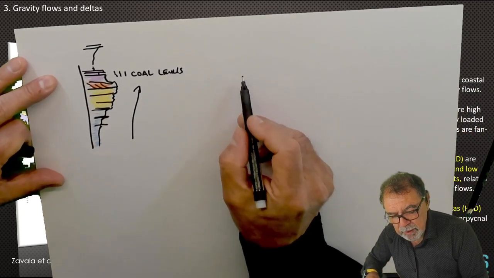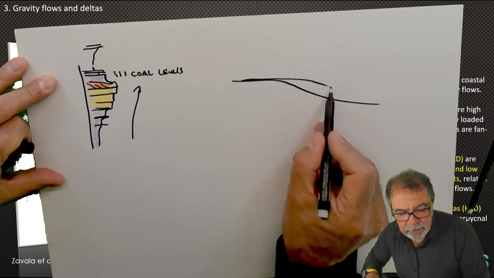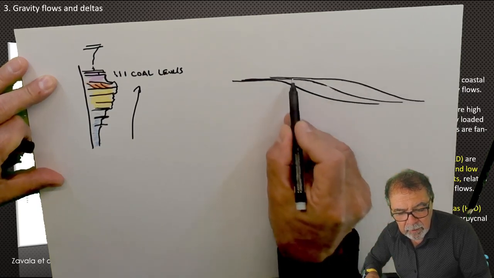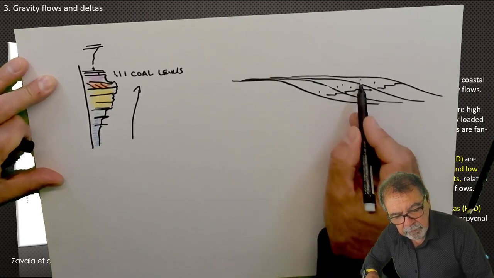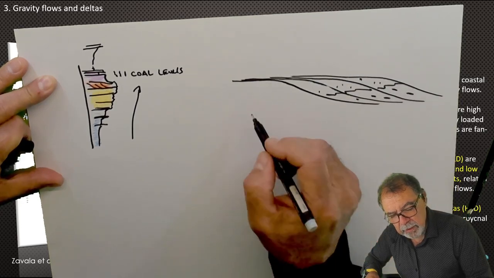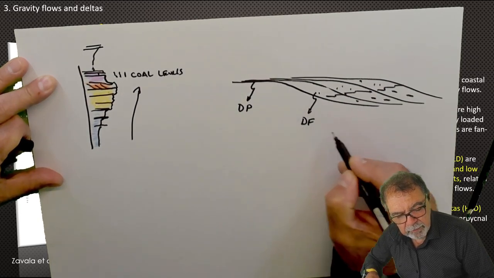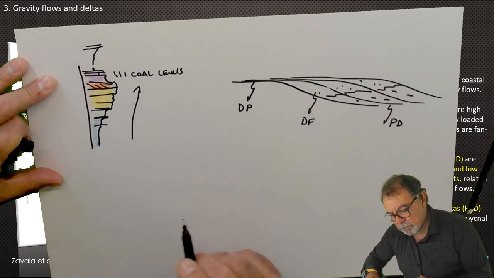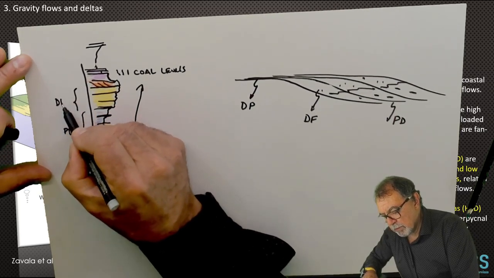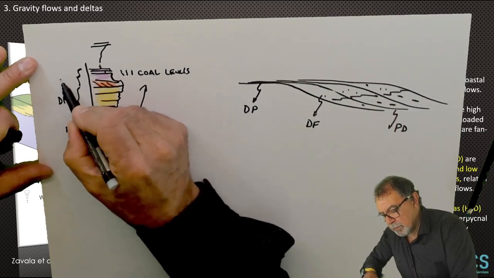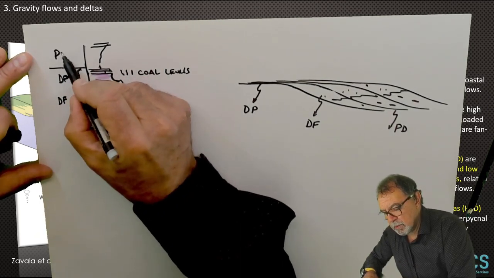This is because in these deltas, according to the progradation of the deltas, you have delta plain, delta front, and prodelta. You go here, you have prodelta, delta front, and on top delta plain. Here another succession starting with prodelta.